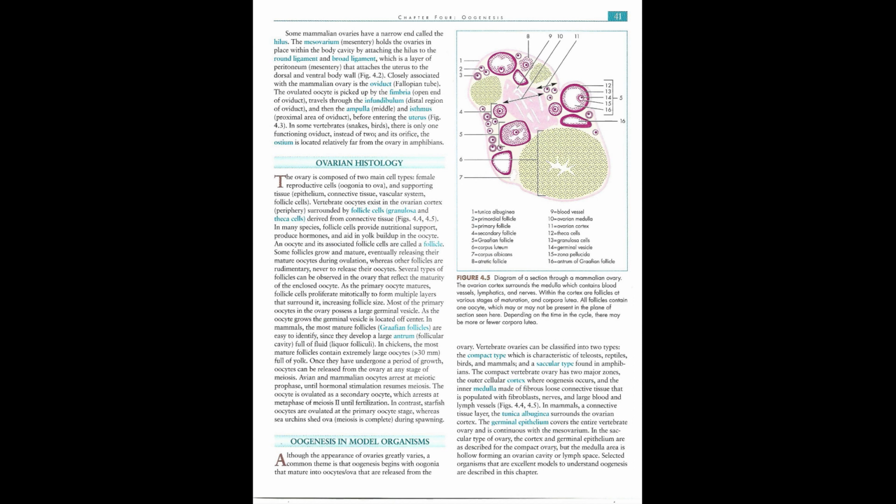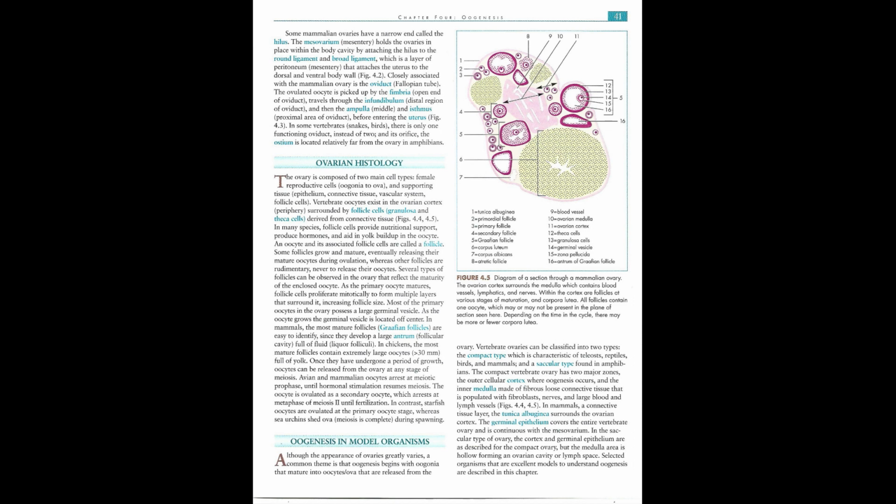The compact vertebrate ovary has two major zones: the outer cellular cortex, where oogenesis occurs, and the inner medulla, made of fibrous loose connective tissue that is populated with fibroblasts, nerves, and large blood and lymph vessels, Figs 4.4, 4.5. In mammals, a connective tissue layer, the tunica albuginea, surrounds the ovarian cortex. The germinal epithelium covers the entire vertebrate ovary and is continuous with the mesovarium.